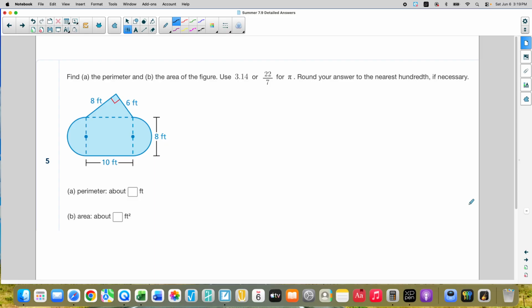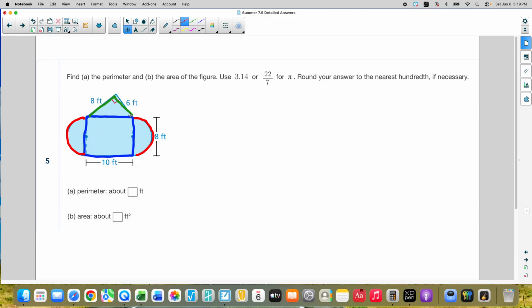Find the perimeter and the area of the figure. We call these irregular figures, and we have to deconstruct. Some of you already see this. This is a triangle around a rectangle and a circle. So we got this triangle, and we've got 2 half circles. So we've really got 3 objects here.